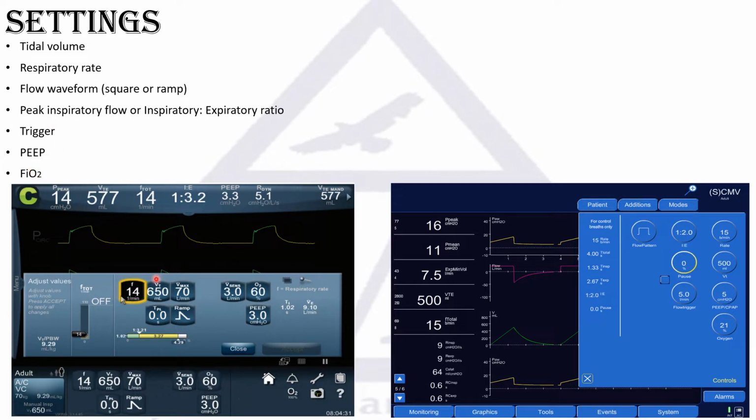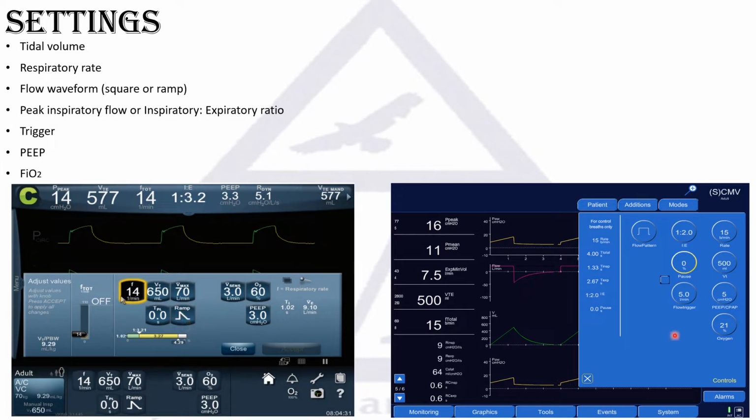So if we look at this picture here, it's from a Puritan Bennett ventilator, and you can see the respiratory rate, the tidal volume, the flow max, which is the peak inspiratory flow, and the sensitivity, so this patient is flow triggered with a sensitivity of 3 liters per minute. Then the FiO2, the PEEP, if you want to put a pause during the inspiration, and the waveform, so it could be the ramp or the descending flow.